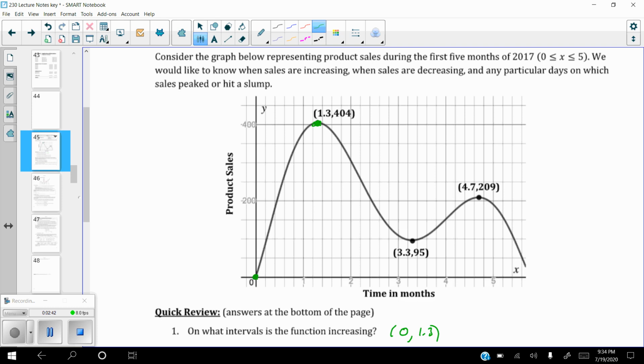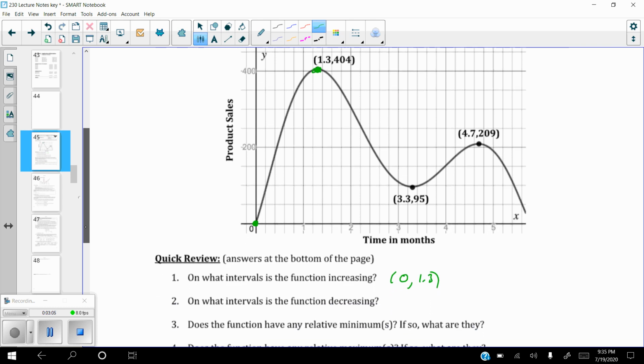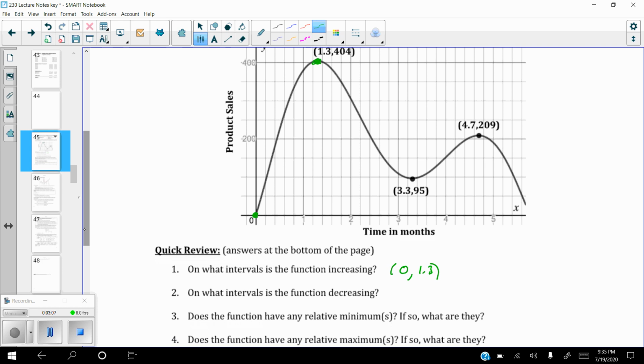Okay, and the interval is going to be done based upon your independent or your x-axis. So you're going to write that as interval notation. It looks like an ordered pair. It's not. It's interval notation. It's saying that every value from 0 to 1.3 on the x-axis is going to show an increase in sales. Okay, I'm going to have to scroll back and forth just a little bit here. You don't have to do that on your own paper, obviously.